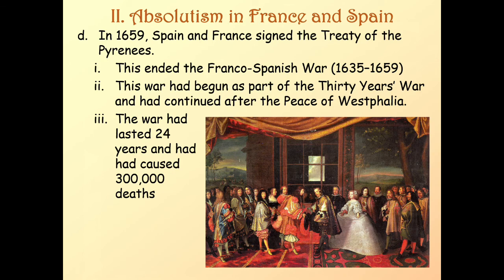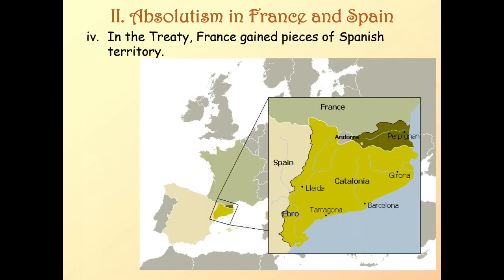In 1659, Spain and France signed the Treaty of the Pyrenees, and this ended the Franco-Spanish War that had lasted from 1635 to 1659. This war had begun as part of the 30 Years' War and had continued after the Peace of Westphalia. So the war had lasted 24 years and had cost 300,000 deaths. In the treaty, France gained pieces of Spanish territory.